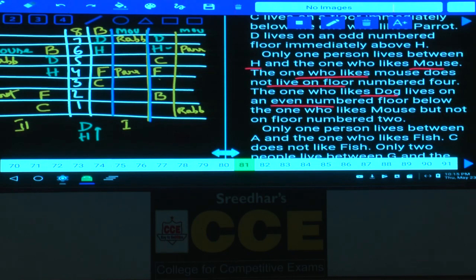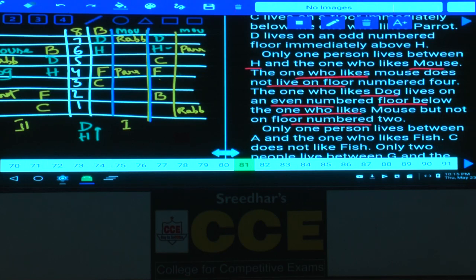Now in this case the one who likes dog must be on the 4th floor only, isn't it? Because mouse is on the 6th floor and below this mouse, dog must be on an even number floor, hence it must be 4 or 2. 2 is not possible, parity is there, hence it must be on the 4th floor. But not on floor number 2. Even number floor below the one who likes mouse, but not on floor number 2.